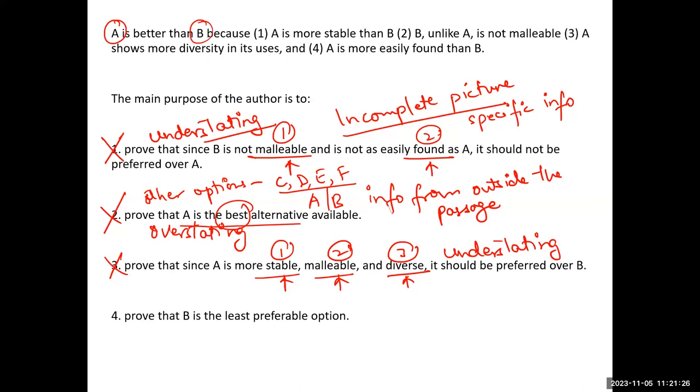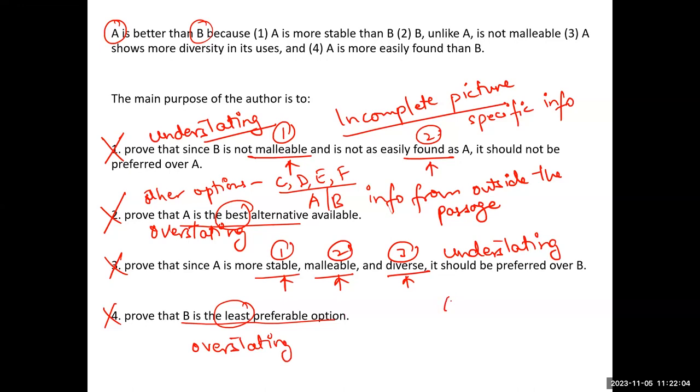Yes, sir. Similarly, if you look at option number 4, the main purpose is to prove that B is the least preferable option. Now, if you want to prove that B is the least preferable option, again, you need to know, are there other options available? How can you say that B is the least preferable option? You will need information from outside the passage. Are other options available? If they are available, you will have to compare them with B. Only then you can say that B is the least preferable option. So again, number 4 is overstating the main idea.